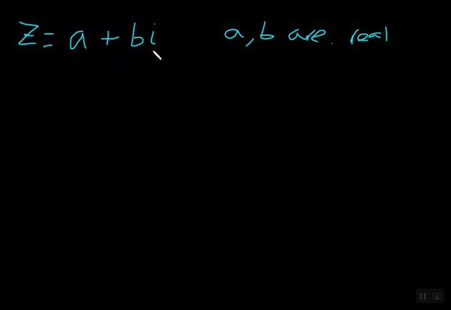So for example, if I had z equals 3 plus 2i, the real part would be 3, the imaginary part would be 2. Or if I had 3 minus 2i, either part can be negative as well. They're just real. a and b are defined to be real.